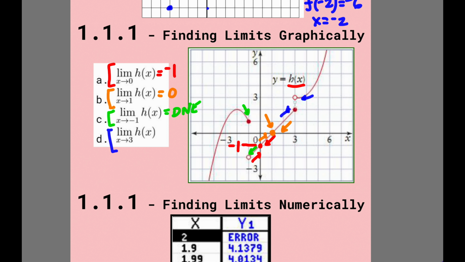And lastly, as x approaches 3 right here, here's 3. Approaching here, you see a jump. You can't have a jump and find a limit. If it doesn't agree on both sides, it's going to be a DNE, does not exist.